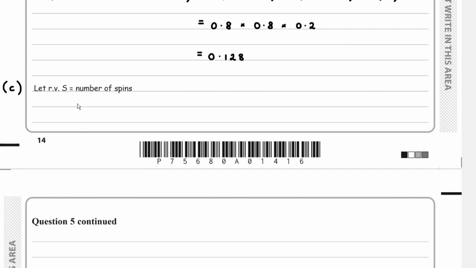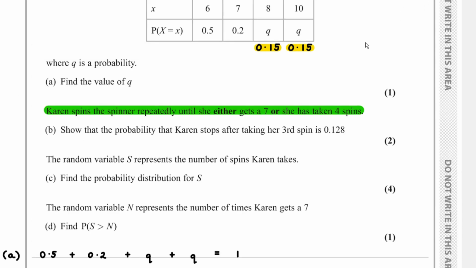If we let the random variable S equal the number of spins, the possible values for S are 1, 2, 3, and 4 only. Let's think about why that's the case. Well, it's because she spins the spinner repeatedly until she either gets a 7 or she has taken 4 spins, so the maximum number of spins we have is 4. And what we need to consider is us either getting a 7 or we have taken 4 spins.